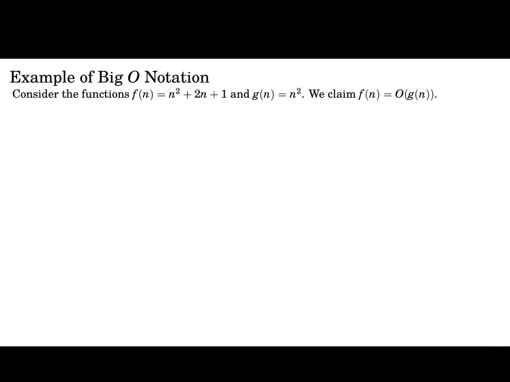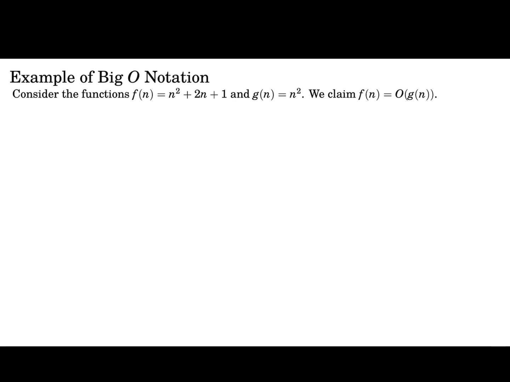Let's look at a concrete example of big O notation. Consider the functions f of n equal to n squared plus 2n plus 1 and g of n equal to n squared. Our claim is that this f of n is going to be big O of n squared. What do we have to do to prove this?